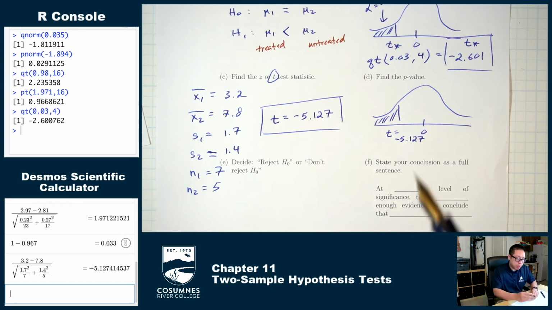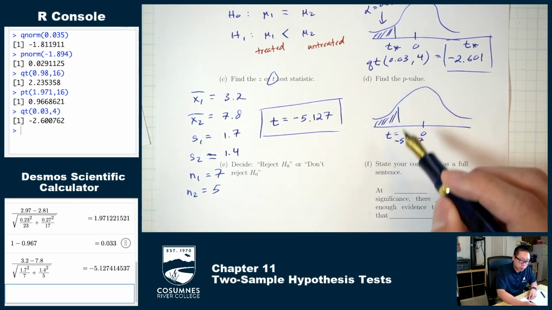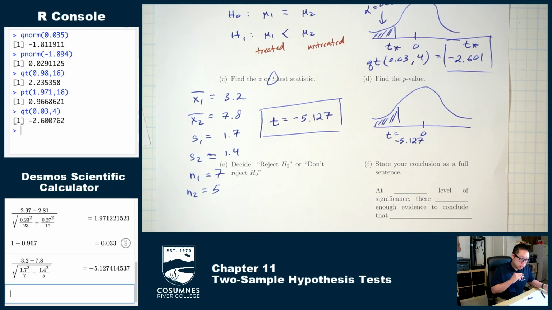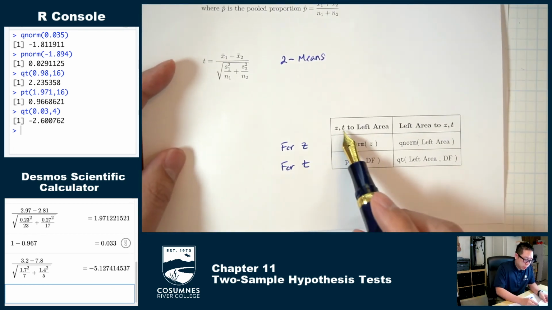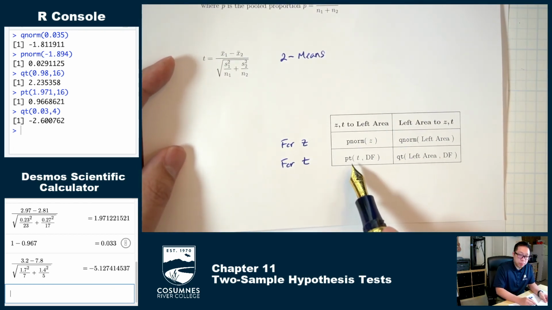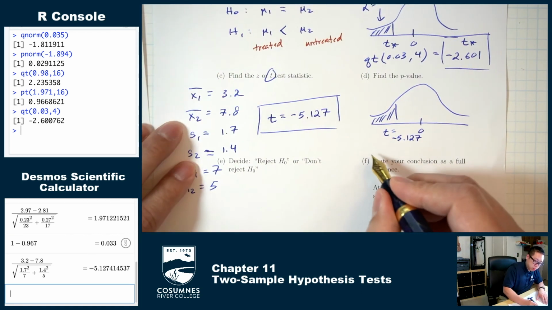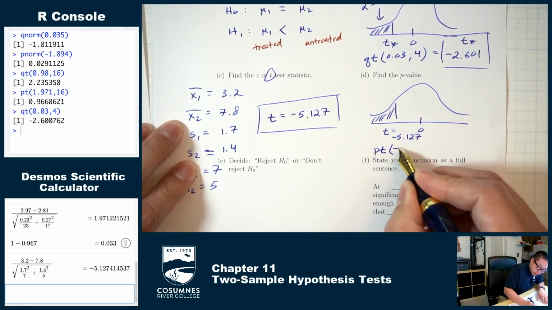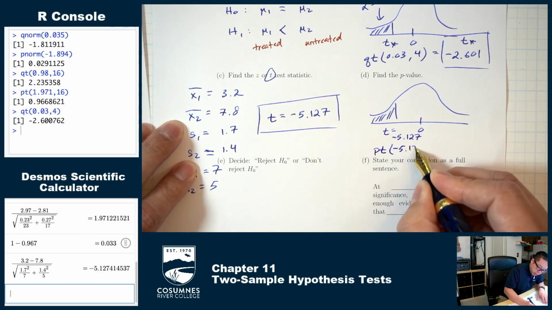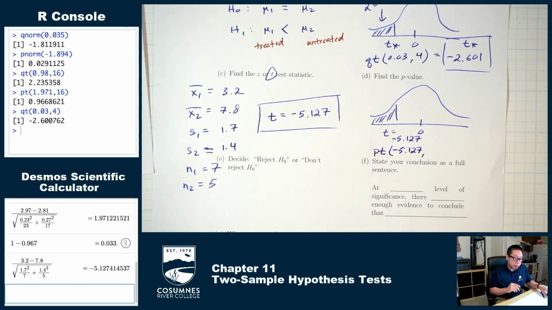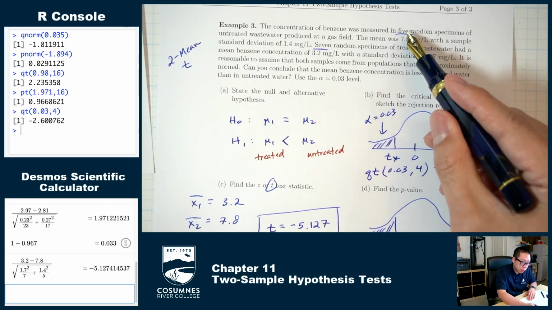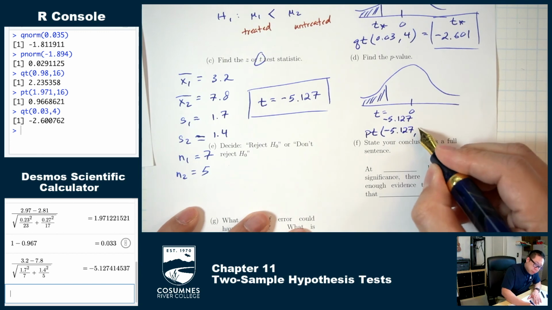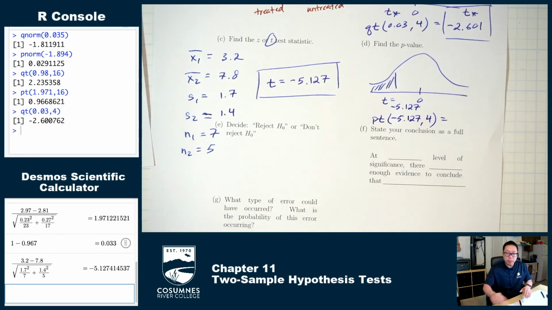All right, so this is a T to area problem. That's what p-value means, it's the area. T to area for a T situation is going to be PT, TDF. So we're going to do PT, feed it T, comma DF. DF is, we're going to use the lower sample size, which is the 5, and then one less than that, which is a 4. All right, PT, negative 5.127, comma 4.